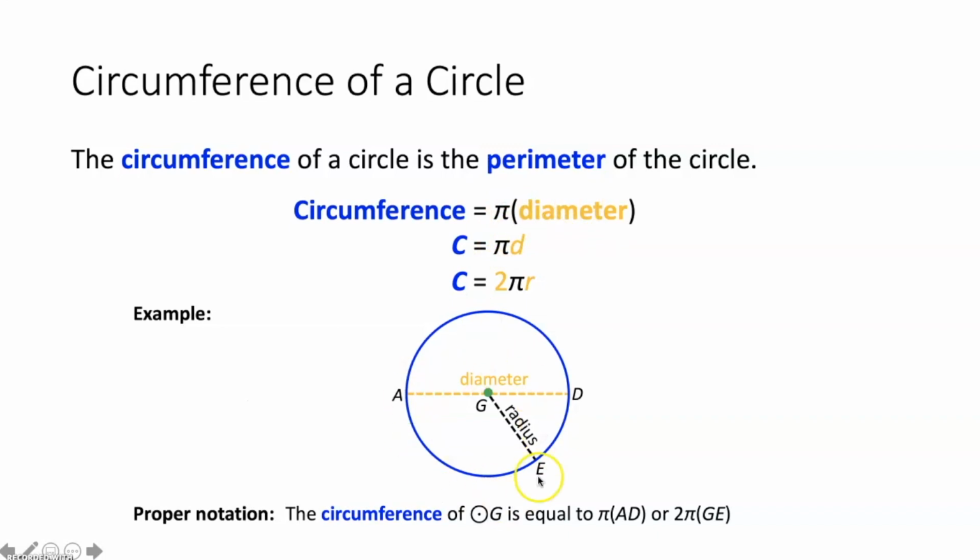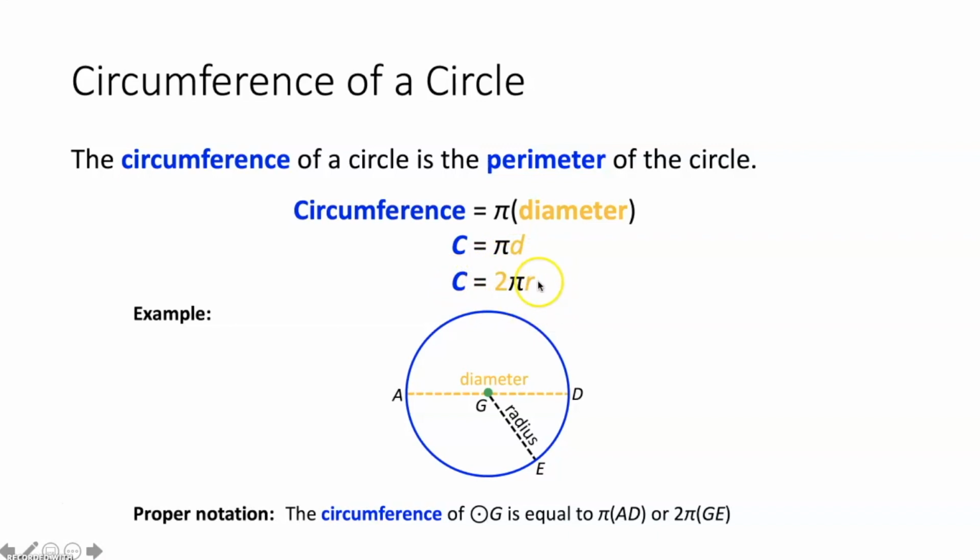So if we're looking at this example right here, if we wanted to find the circumference of circle G, the perimeter of circle G, the length of one revolution all the way around circle G, what we would do is we would take pi and multiply it by the diameter, the length of the diameter, which would be the measure of segment AD here. Now it's also important to note that the circumference can be calculated another way with this formula. The circumference is equal to 2 pi r.